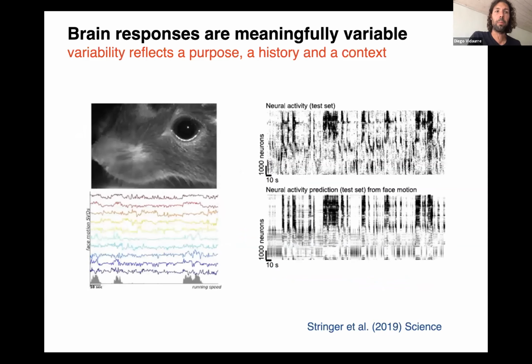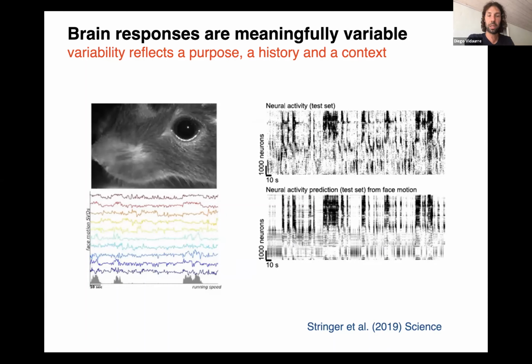The other thing is that the brain responses are meaningfully variable. If you present a stimulus, a very simple visual stimulus, and you measure the response of the brain, it is different every time. That variability, again, is not very controversial. You ask neuroscientists about this, they will all acknowledge that this variability reflects a purpose, a history and a context.